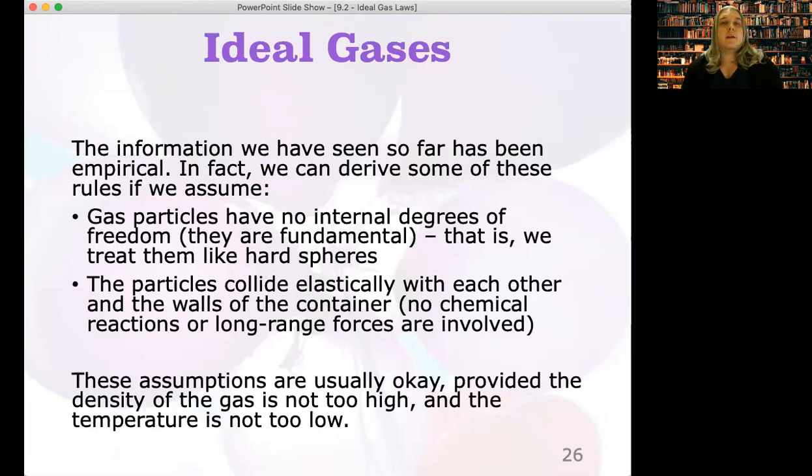The other thing that we have to assume is that the temperature doesn't get too low. So this works well for most temperatures you would encounter in normal life or even basic science experiments. But if you start to get too low, then it starts to break down and we have to start considering some of the other aspects of the gases.